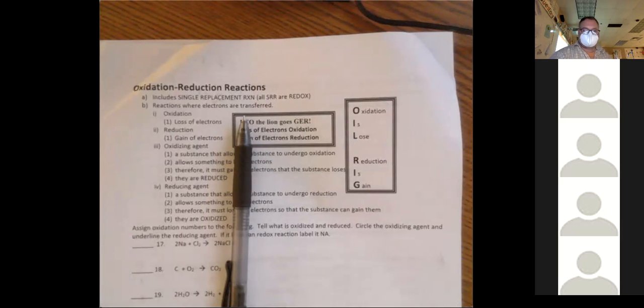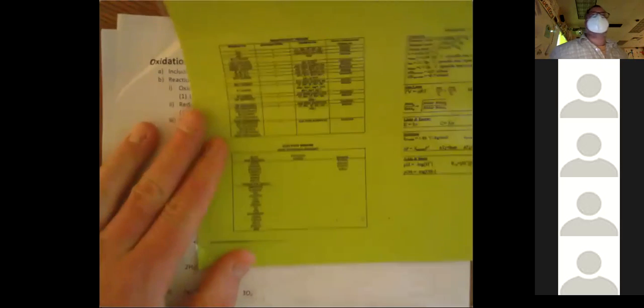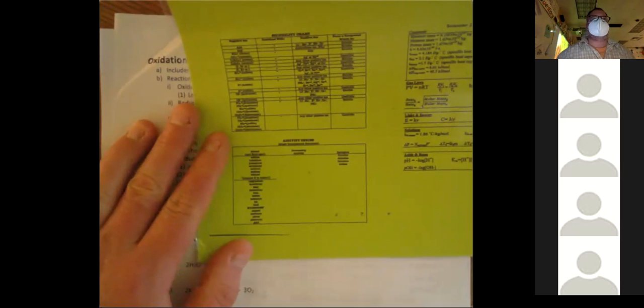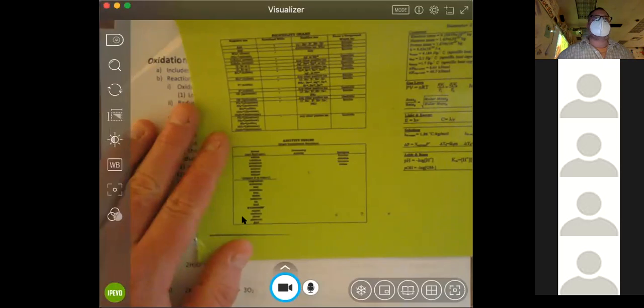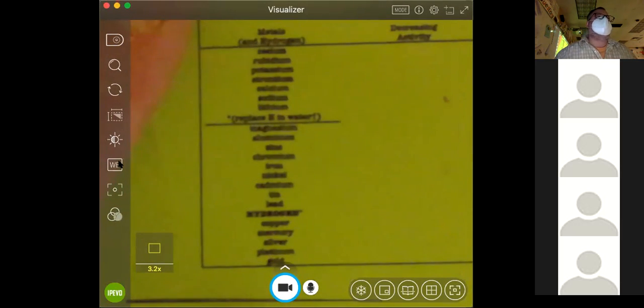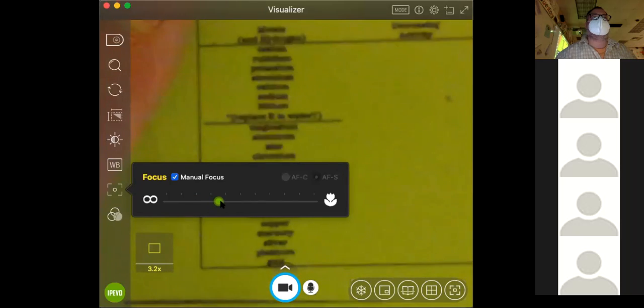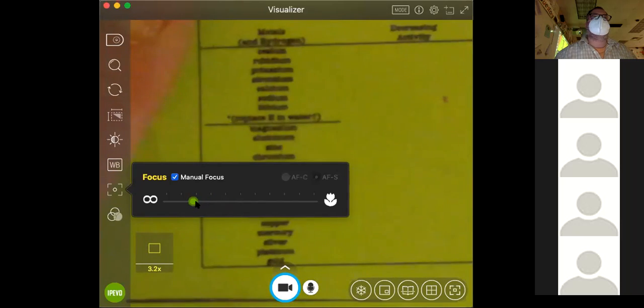I have no clue. All right, where are we at? Let me pop up the activity series real quick here. Are we back on? Okay. So here's the activity series. Very small and not very clear. This is the problem with a digital camera like this. An actual regular camera would be able to pick that up.